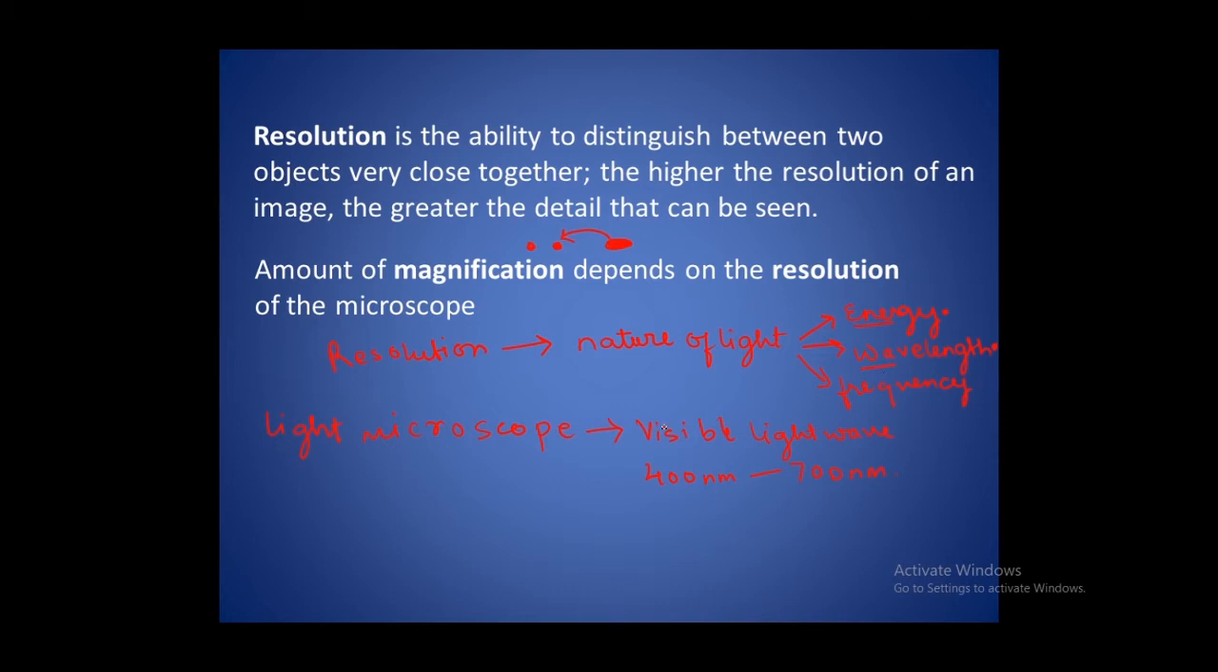And looking at resolution, let's get back to the light microscope. As I was telling, in the light microscope we are using visible light waves, which have a range from 400 nanometer to 700 nanometer. Here we are talking about the wavelength. This is the wavelength.